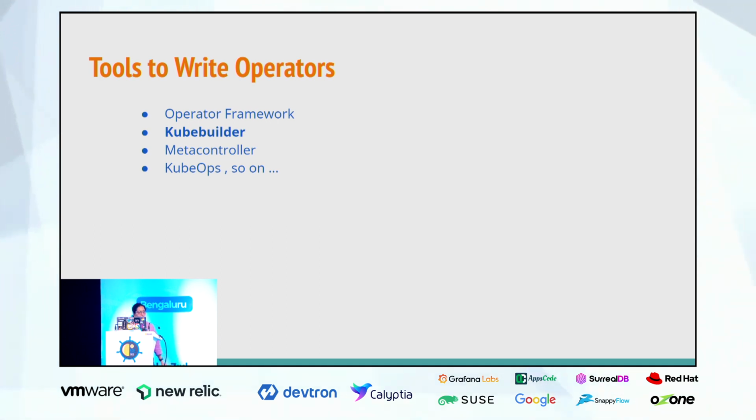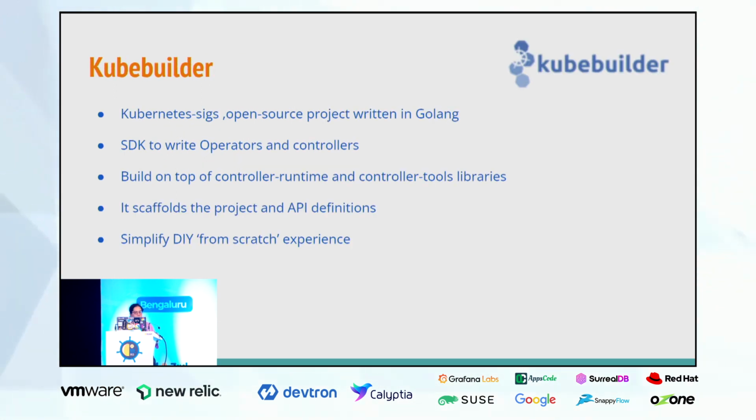But I don't want to implement all these things by myself. I don't know what this client set, informer, and all these things are. So there are some tools which help in writing custom operators, like Operator Framework, Kubebuilder, Metacontroller, and KubeOps, and there's a huge list also. We will be discussing Kubebuilder.